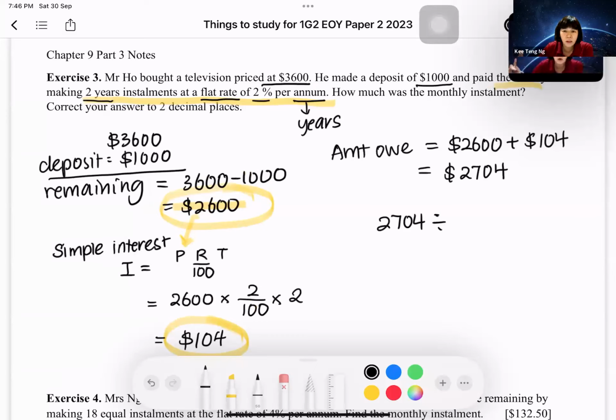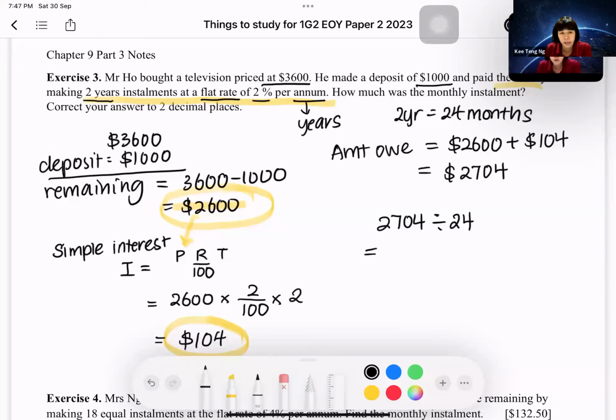But 1 year has 12 months. 2 years will be how many months? 24 months, yes. So I need to take this total amount that I owe people and divide it by 24 months, because 12 times 2 is 24 months, right? So to find the monthly installment, I take this number and divide by 24. Then I get my answer.